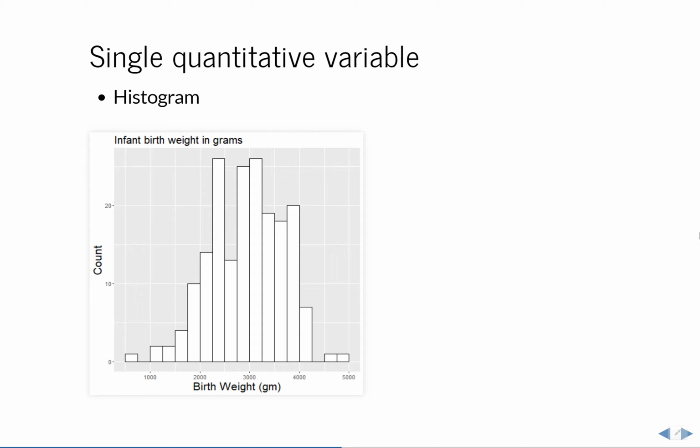I do see some short bars on the left and on the right-hand sides, and those do represent very low birth weight and very high birth weight babies, but they're not very far away from the rest of the data, so I don't know that I would necessarily consider them strong outliers. If I had a little bar that was clear out at 10,000, let's say, well, yes, that would be an extreme outlier relative to this data.